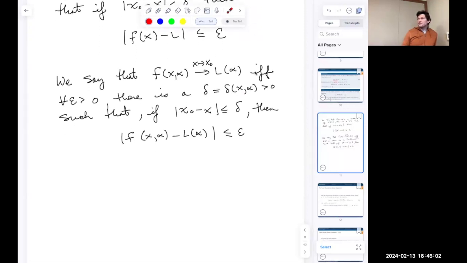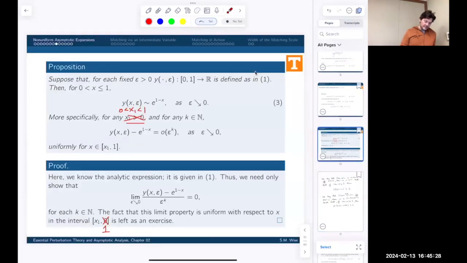Does everyone get that? If I can find a delta that doesn't depend on this alpha, my secondary parameter, then in this limit as x goes to x naught, we say that the limit is uniform in the second parameter alpha, because the delta is not dependent upon alpha. So that's the sense I mean that it's uniform. In this case here, I claim that that limit has that property, as long as we stay the heck away from 0. Any questions?